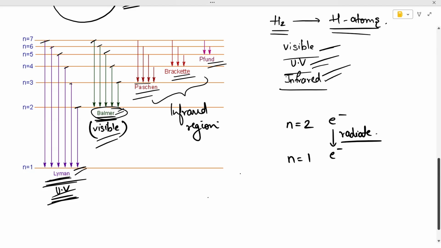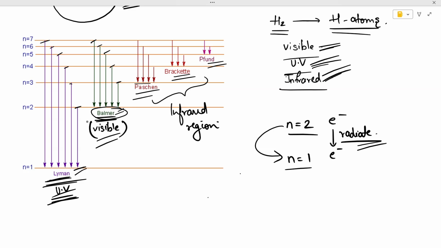We have already studied that when an electron moves from a higher orbit to a lower orbit, it should radiate energy. When an electron is moving from the second orbit to the first orbit, it should radiate some energy, and this radiated energy could lie in the visible, UV, or infrared region for the hydrogen atom.